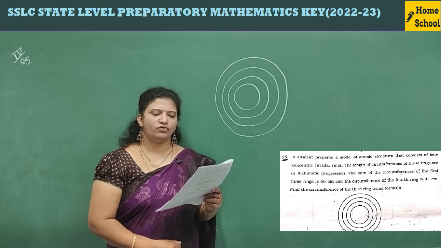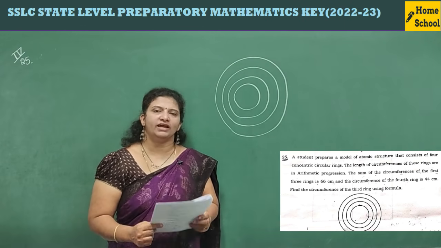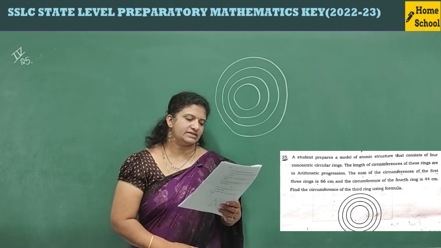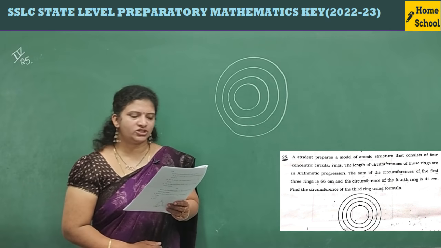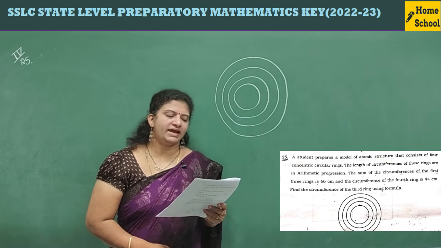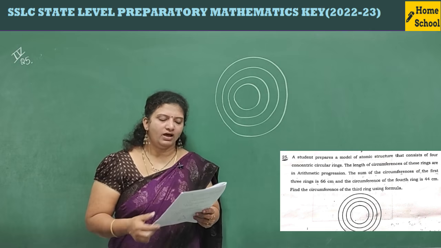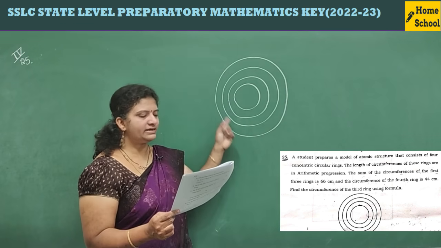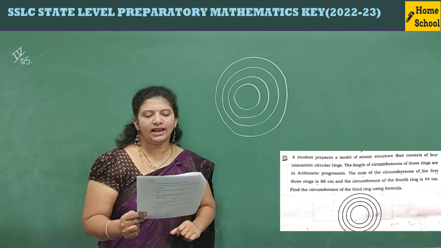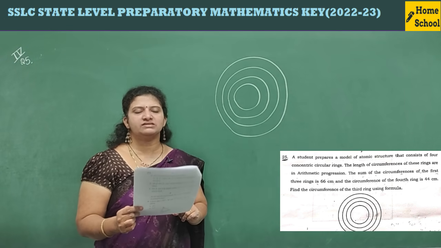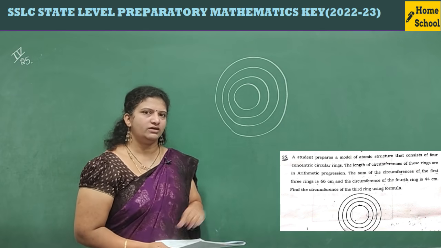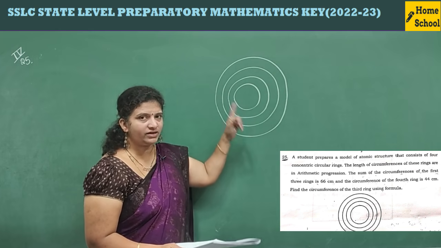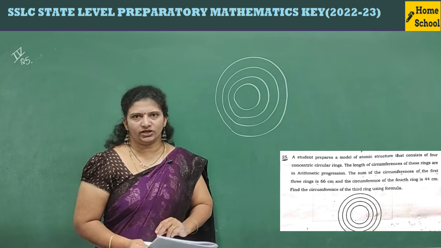Fourth main, answer the following questions. In this you will be having 9 questions, each carries 3 marks. So it will be 9 3s are 27 marks. 25th question. 25th problem, a student prepares a model of atomic structure that consists of 4 concentric circular rings. The length of circumferences of these rings are in arithmetic progression. Observe here, the length of these rings, that means circumferences, are in arithmetic progression.